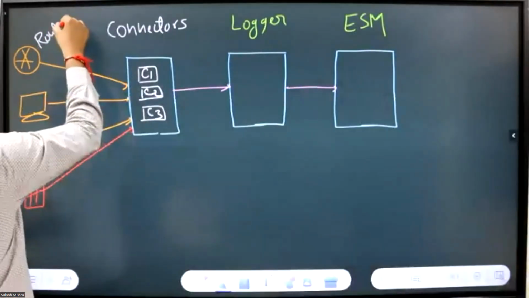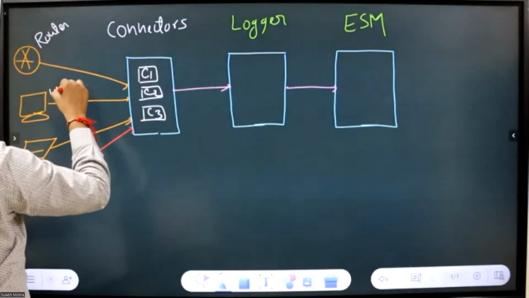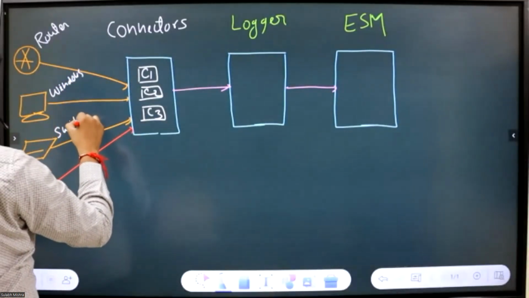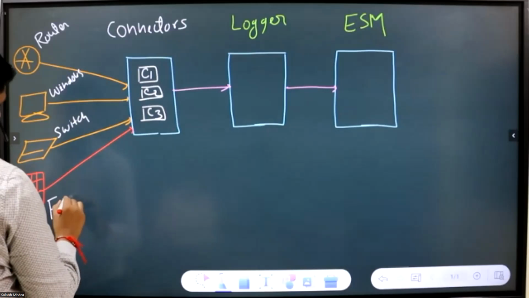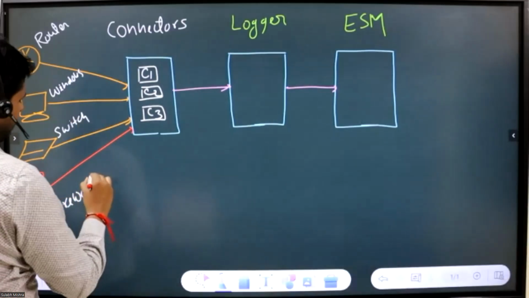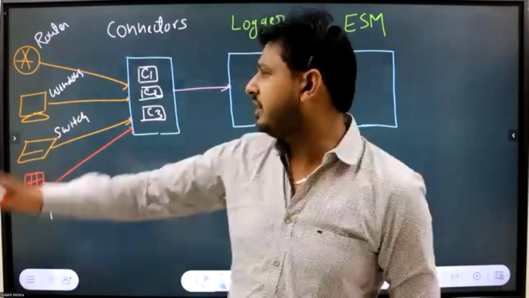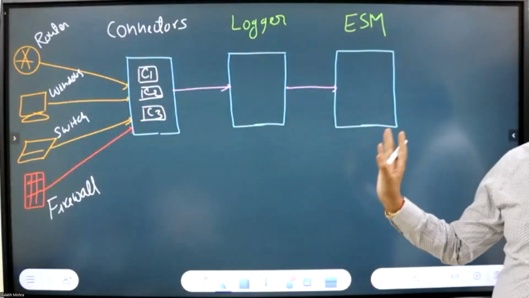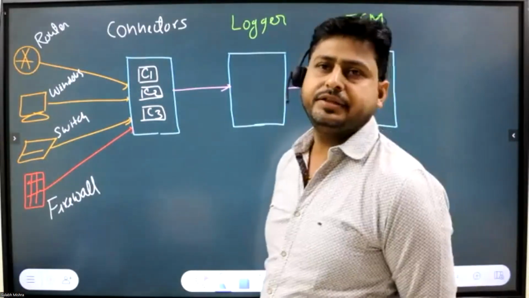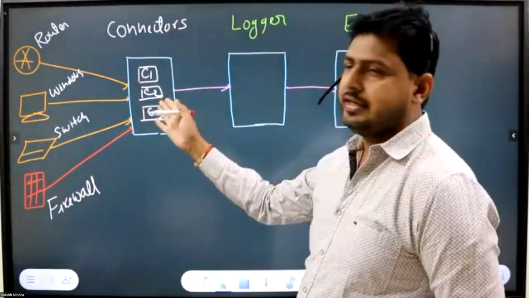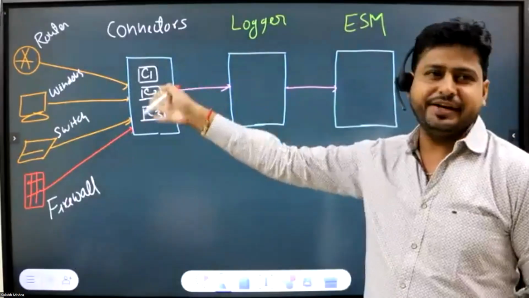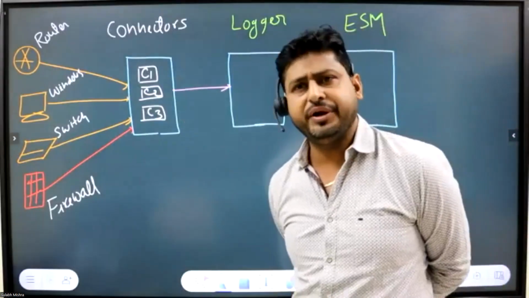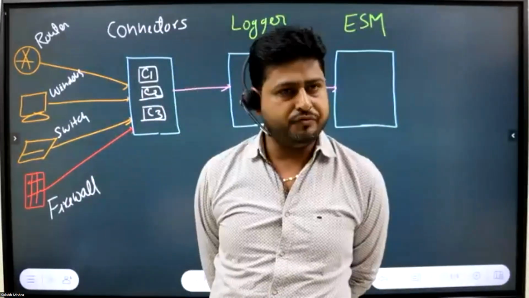A network device, router, Windows, switch, firewall. I have written a few devices, but all your network devices, security devices, servers, and applications, whatever is available in a typical IT infrastructure. This is the architecture I have drawn. In Arcsight there are three main components. One is the connector, and here you can see multiple connectors inside one server, then the logger, and ESM. These are the three main components of Arcsight.